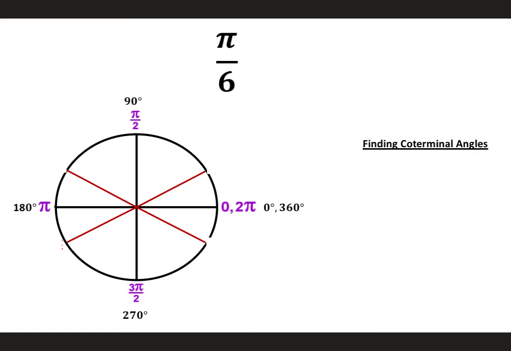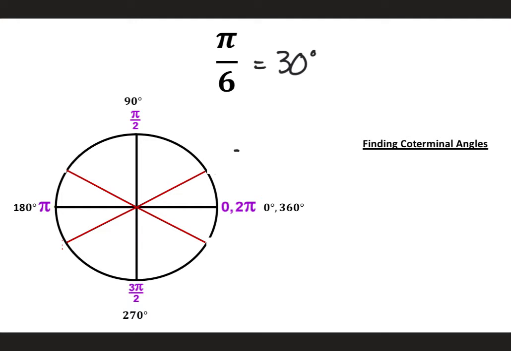Now, this is kind of a little interesting thing that happens. Pi over 3 was a 60-degree reference angle. Pi over 6 is a 30-degree reference angle. So there's kind of a flip thing. Denominator 3, 60. Denominator 6, 30. All right, so let's go ahead and fill in the angles first.